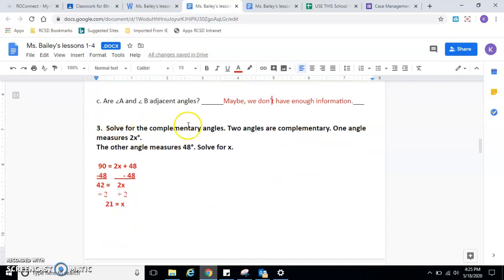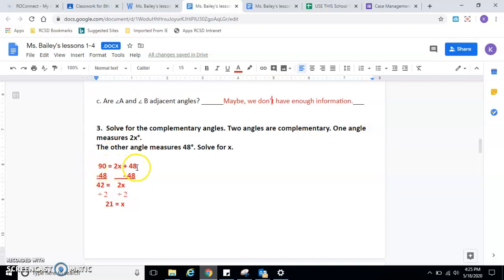All right, solve the complementary angles. Two angles are complementary. One angle measures 2x. The other angle measures 48 degrees. Solve for x. I showed all my work right here. It's pretty hard to do on the computer, so if you do it on paper, that's fine. You can take a picture and send it.